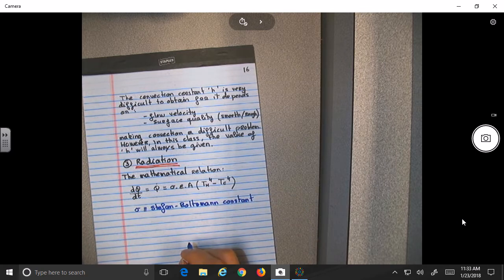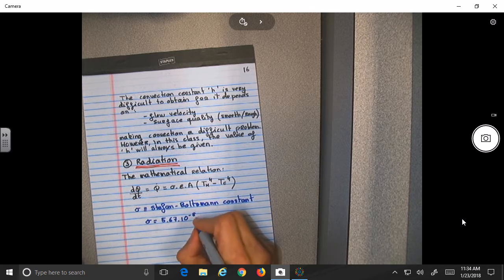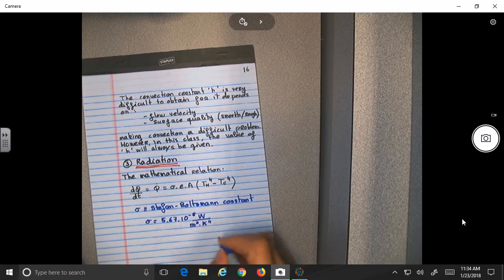Constant. And that one is equal to 5.67 times 10 to the minus 8 watt per meter squared Kelvin to the fourth.